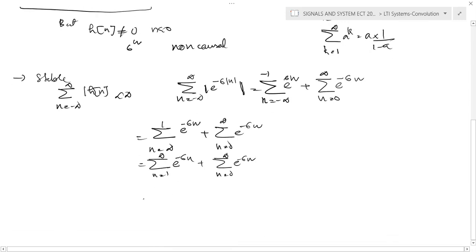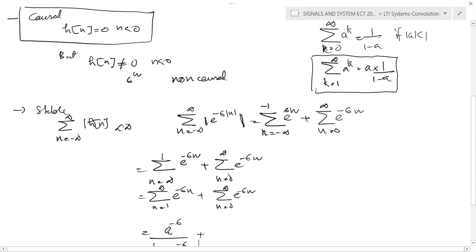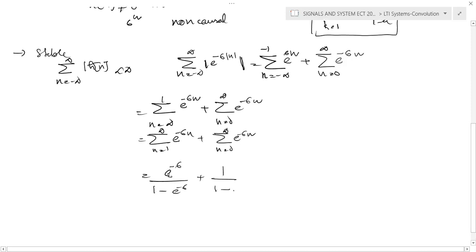And if you write the expression for the first case, you can substitute the formula which is a into 1 by 1 minus a. If you substitute that, it's e raised to minus 6 by 1 minus e raised to minus 6. Plus for the second case, you can substitute the first formula, that is 1 by 1 minus a, in place of a, it is minus e raised to minus 6. Okay, and if you simplify this, denominator is same 1 minus e raised to minus 6 and the numerator 1 plus e raised to minus 6. Definitely it is less than infinity. So you can conclude that the given system is stable because it's absolutely summable.